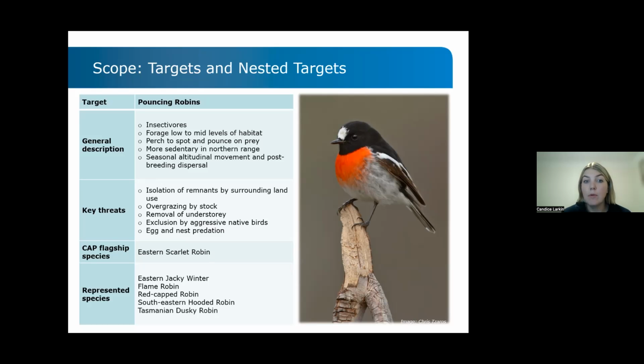Obviously, there is some movement and post-breeding dispersal, but they're mostly sedentary as well. Very similar key threats to this species as well. Fragmentation in the landscape is isolating their populations, and overgrazing by stock, reducing that ground layer, gives them less habitat to hunt and forage on these insects. And the key flagship species is the eastern scarlet robin.